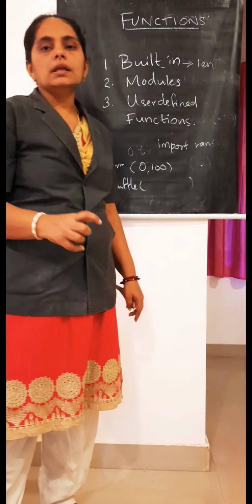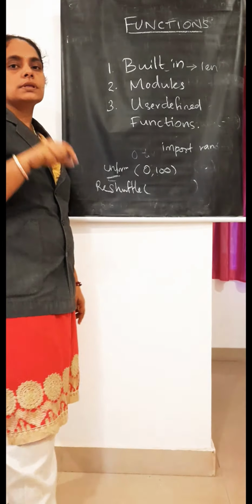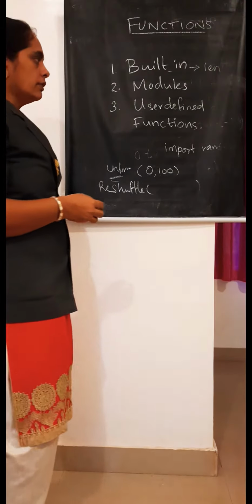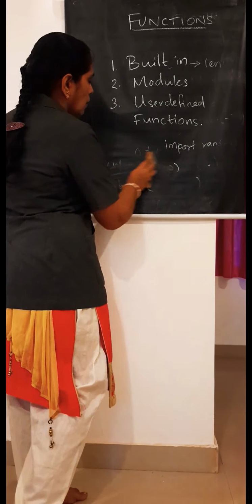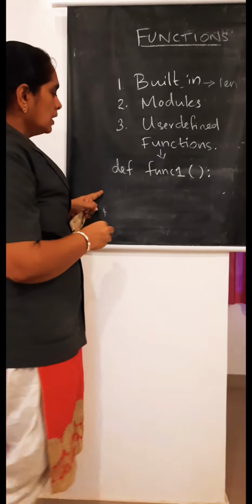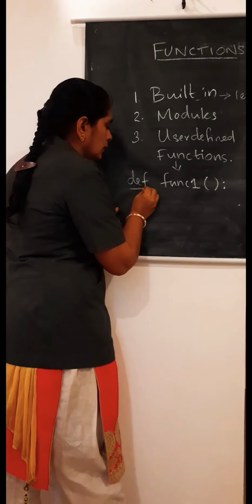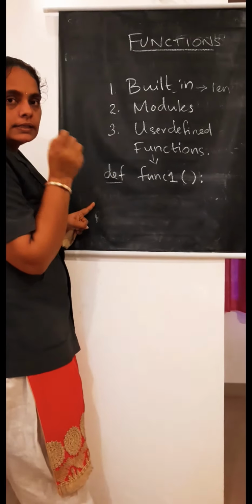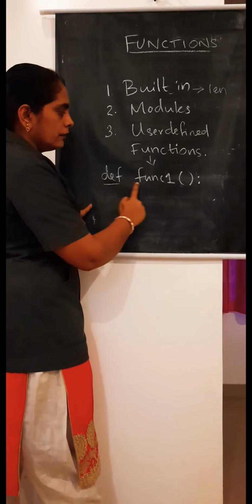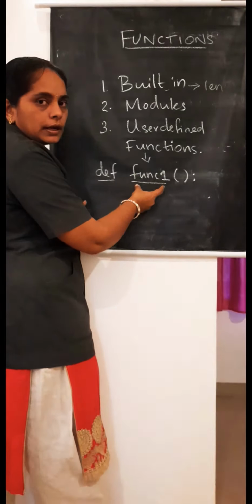Now, mainly in functions, we have to study user-defined functions. What do you mean by a user-defined function? The function created by us, we call a user-defined function. So, first of all, we should know how to create one. Now we are going for user-defined functions. We create a user-defined function by using the keyword def. That keyword is used to define your user-defined function. After writing def, you write a function name. Whatever function name you want, you can write it here.